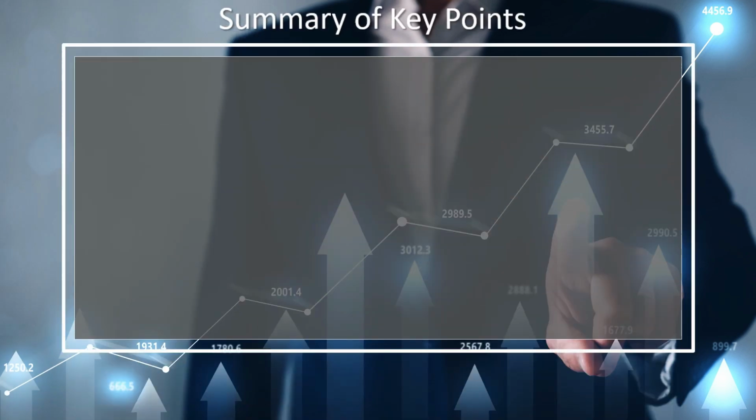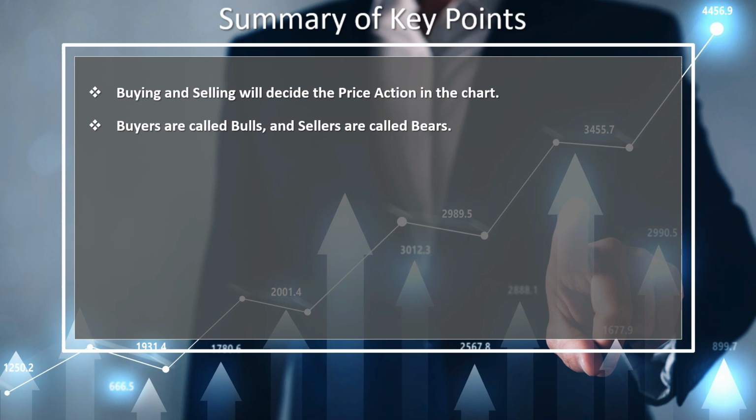Friends, let us summarize the key points. Buying and selling, these two actions will decide the price action in the chart. Buyers are called bulls and sellers are called bears. Candlestick chart shows us who is leading the market, buyers or sellers.